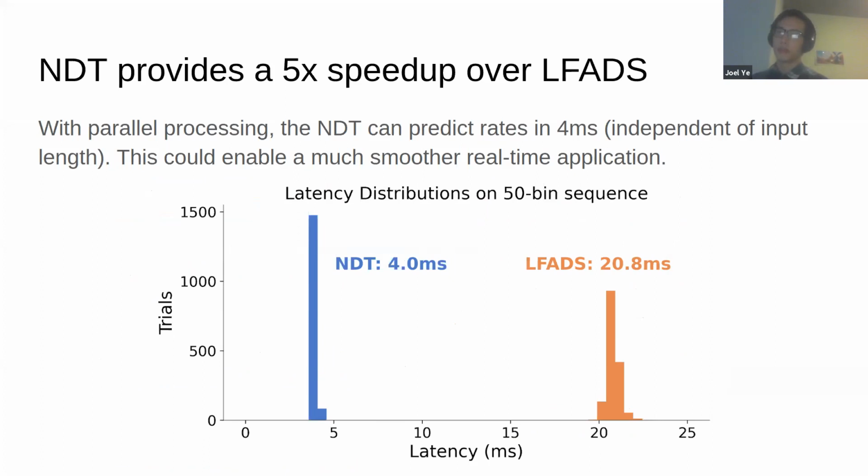This could enable a much smoother real-time application because on a typical sequence length that we would feed in during real-time application, like 50 bins, LFADS takes upwards of 20 milliseconds.